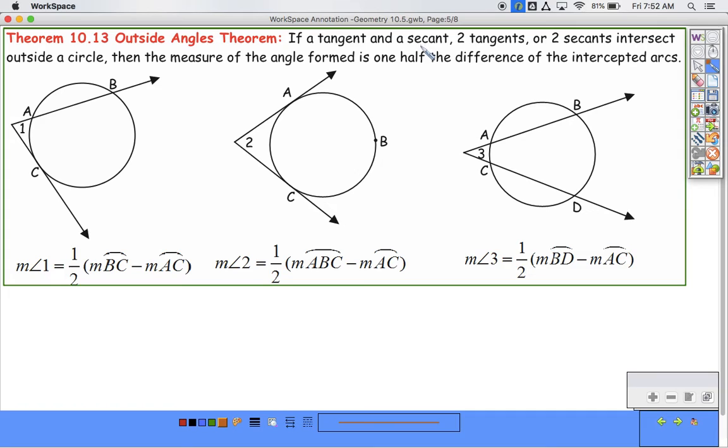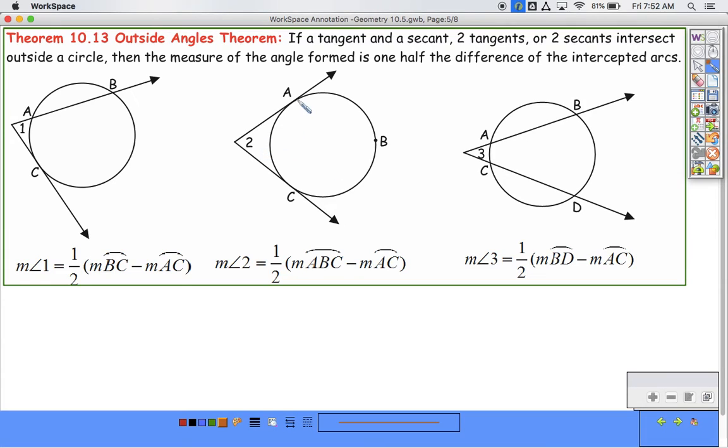If a tangent and a secant, two tangents, or two secants intersect outside the circle, so again, that represents these three situations, then the measure of this outside angle is going to be 1/2 the difference of the intercepted arcs. So in other words, we're going to take half of arc BC minus arc AC. Because notice BC is intercepted, that's the big one. Okay, so that comes first, and then AC is intercepted.